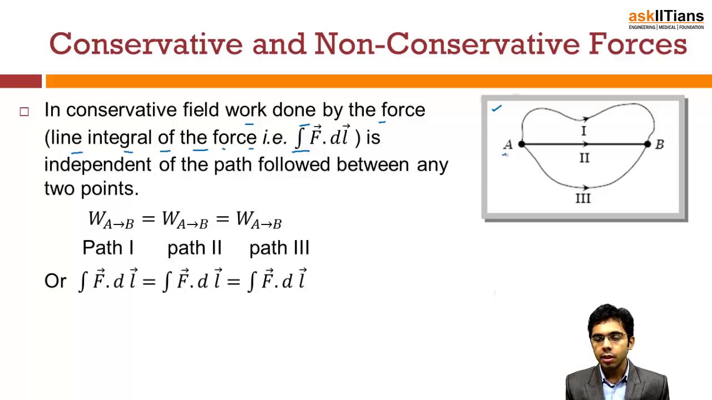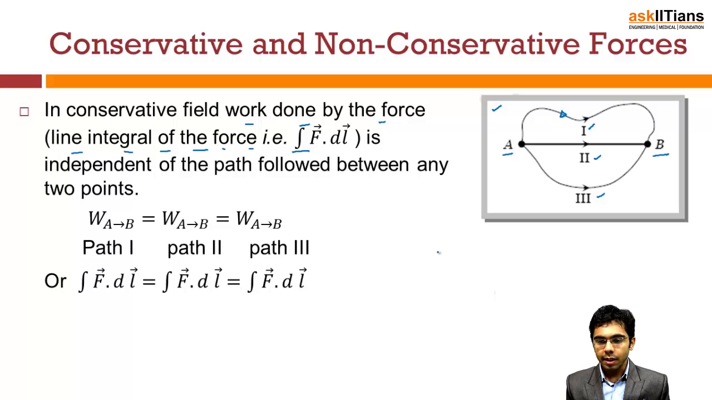Now these are the points, the A point and the B point. Now if you talk about the body traveling from point A to B, there are many paths that the body can follow, right? If the body is going along path 1, path 2 or path 3, let's consider that these are the three paths along which the body is moving.